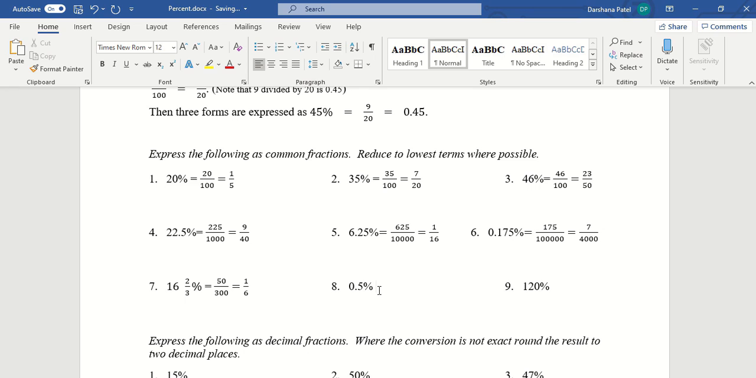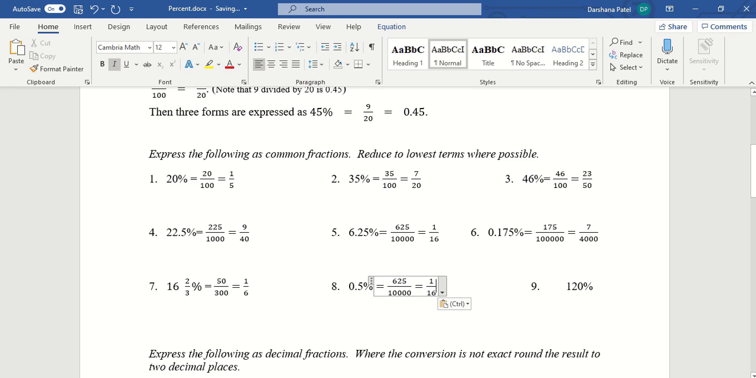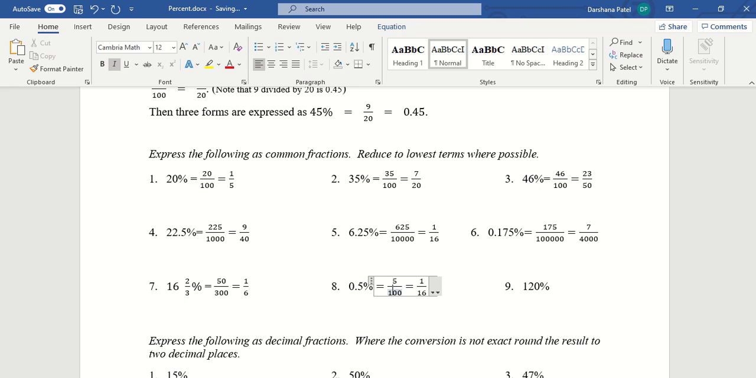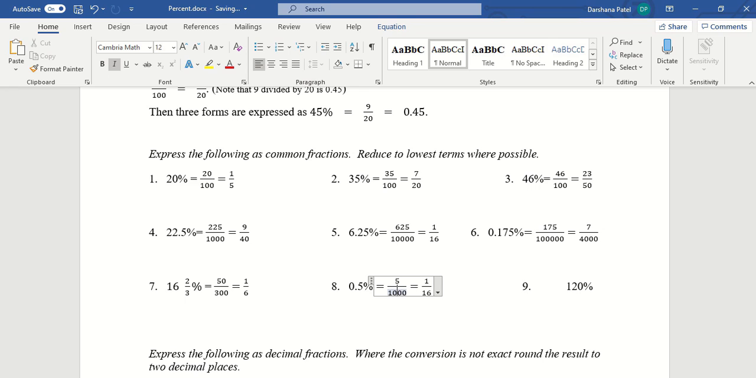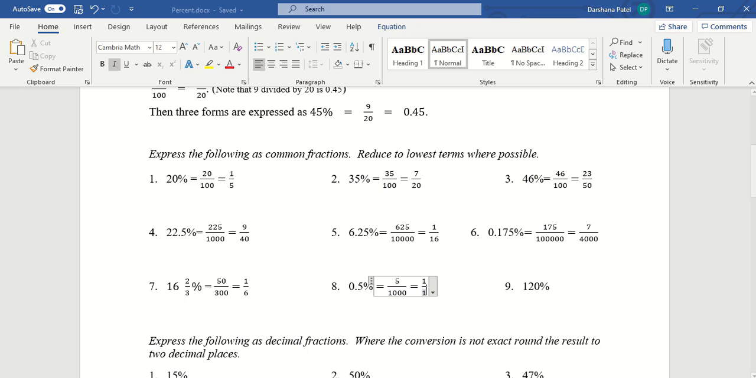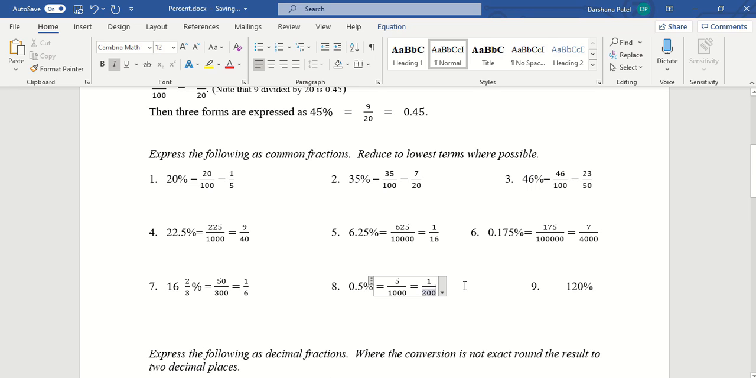Similarly, if it is 0.5%, we can do 5 over 10 and then another 100 to get rid of the decimal, to get rid of the percent sign. So it will be 5 over 1000. 5 reduces by 5 and 1000 reduces by 5, giving us 1 over 200. That will be 1 over 200.